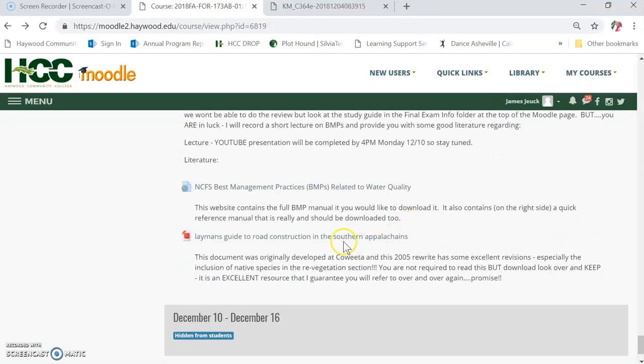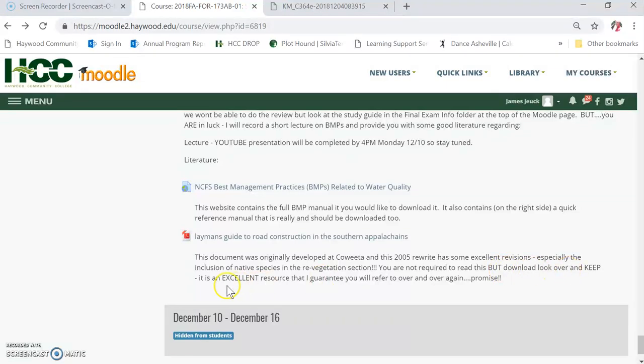What we're going to be going over is this idea of best management practices, and I just wanted to introduce you to this Layman's Guide to Road Construction, and that's not anything I'm going to be quizzing you on. We do get into this in the forestry course next semester, but I wanted to make sure that everybody had access to this. You really should print this out and keep it, or at least download it and keep it on your computer.